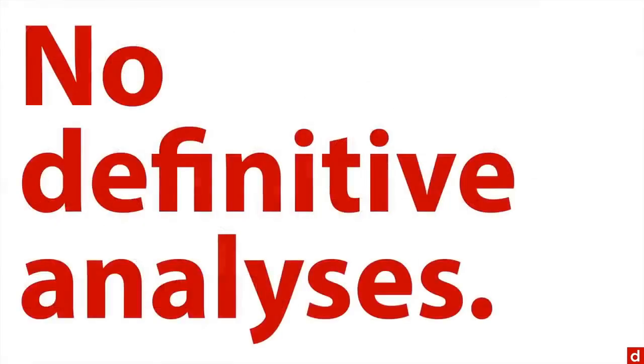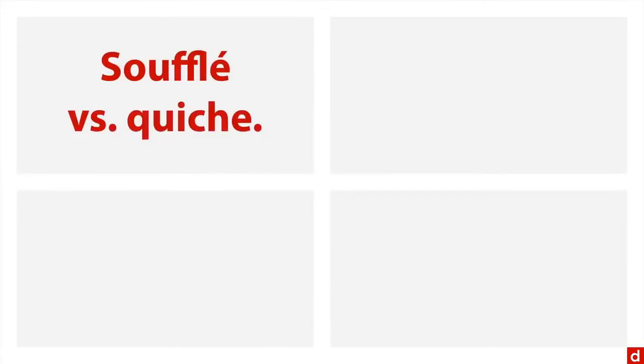And part of the problem is there's no such thing as a definitive analysis. All analyses really depend on the purposes that you're dealing with. So as an example, let me give you a couple of pairs of words and try to summarize the difference between them in just 2 or 3 words. I mean, in a word or two, how is a souffle different from a quiche?